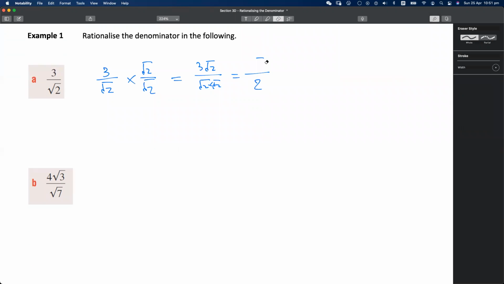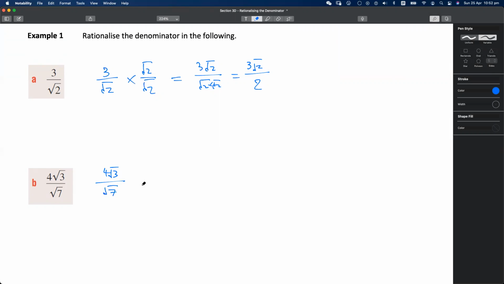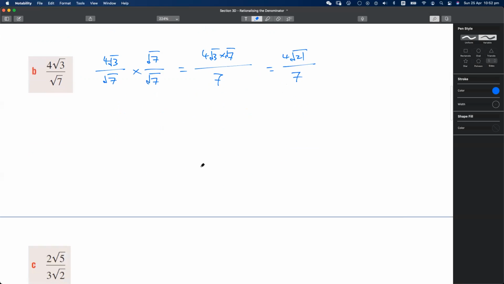Next one, 4 root 3 over root 7. Again, I'm just going to multiply by root 7 over root 7. So on the top, I have 4 root 3 times root 7, and on the bottom, root 7 times root 7 is just 7 itself. So 4 root 3 times root 7 gives you 4 root 21 over 7. And the square root of 21 is already in its simplest form, and it can't simplify anymore.